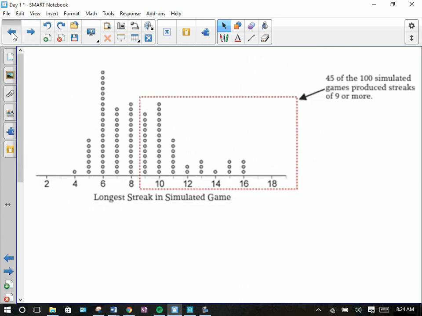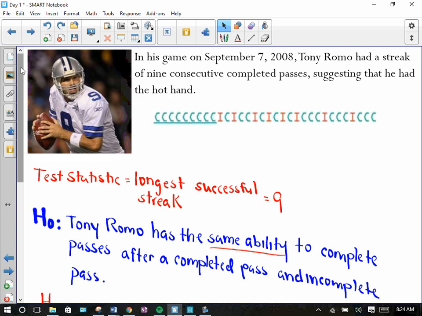So, here's what we're going to do. We have our test statistic of 9 because that was our longest streak. We now have our hypotheses. So now, in your investigation, what you typically would do is simulate it. So you need to simulate this.